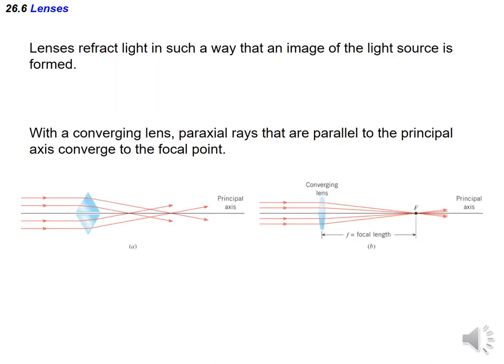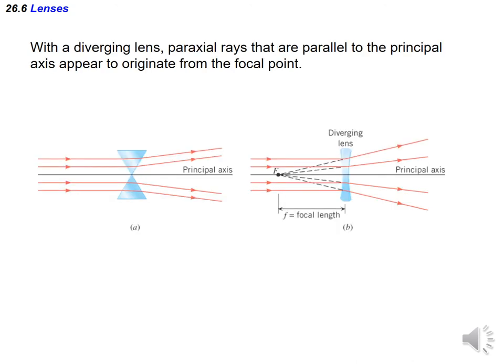And then in the illustration, we have here the distance from the converging lens to the focal point, that is also the focal length. And of course, this is the principal axis. With a diverging lens, parallel rays to the principal axis appear to originate from the focal point. So the rays are diverging. Again, this is the distance from the focal point to the diverging lens, and that is called the focal length.